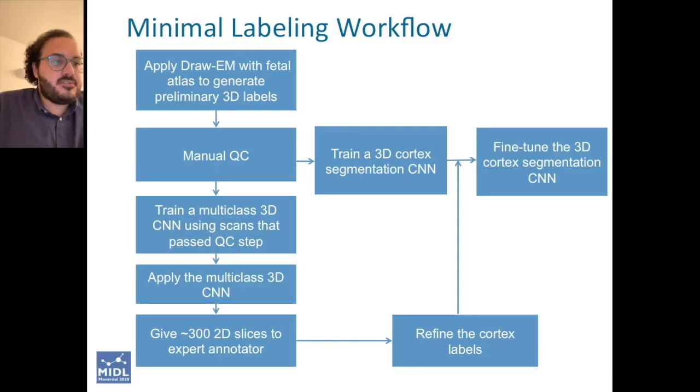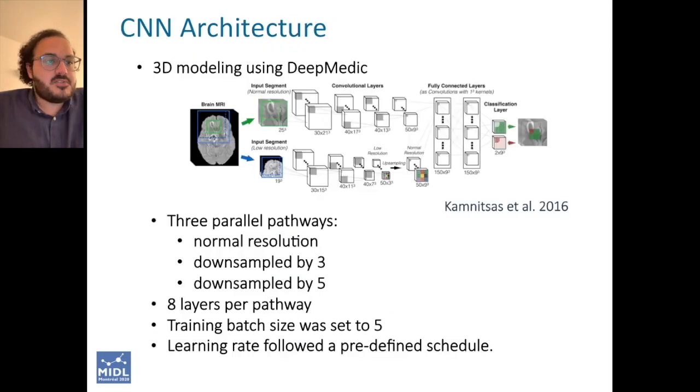The expert annotator then refines those slices, and we use the refinements to feed back into a 3D network that's dedicated just to cortical gray matter. So essentially, we use a 3D model to perform 3D segmentation, but we only require the manual labeling of a small subset of 2D slices. In terms of deep learning architecture, we use DeepMedic, which was developed by our colleague Costas.